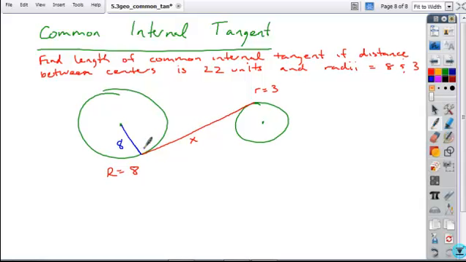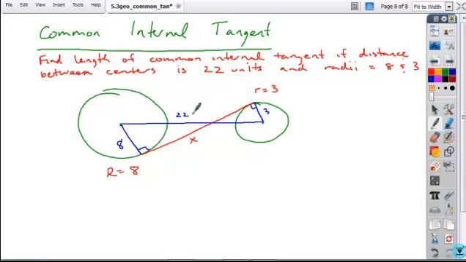When a radius and a tangent intersect, they intersect at what? 90-degree angle. So that's a right angle. I'm going to do the same thing here, create my right angle. Okay, I'm also going to label my distance between the centers. So if I connect my two centers here, I know that that's a distance of 22.